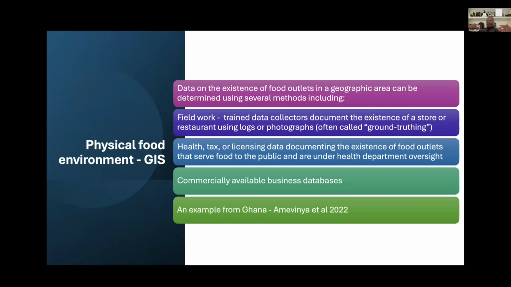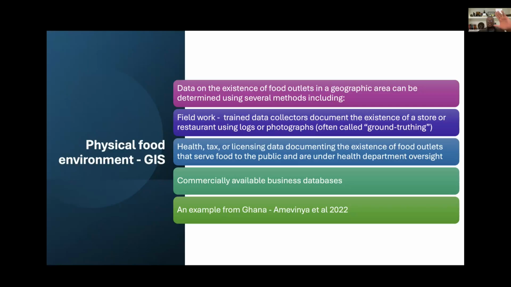Beyond that, you could even use a third approach where the data has been collected by a commercial entity, and sometimes these are bots. So you can buy that data and then use that data to tell where a restaurant is located, where an outlet is located, and sometimes what they sell.